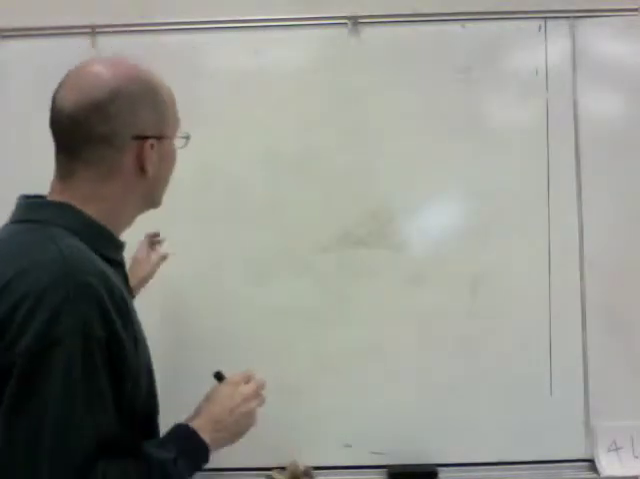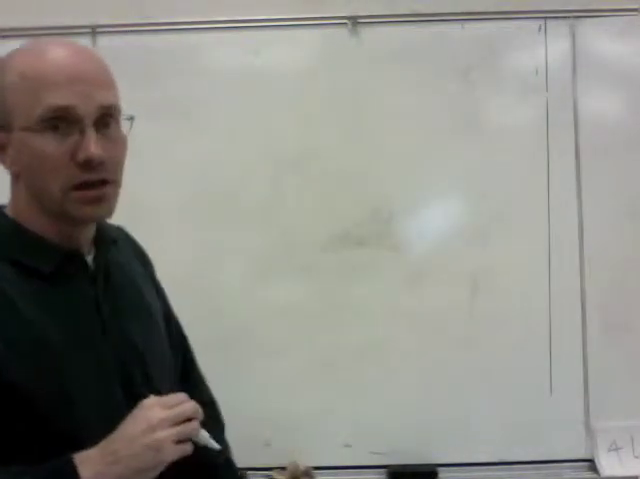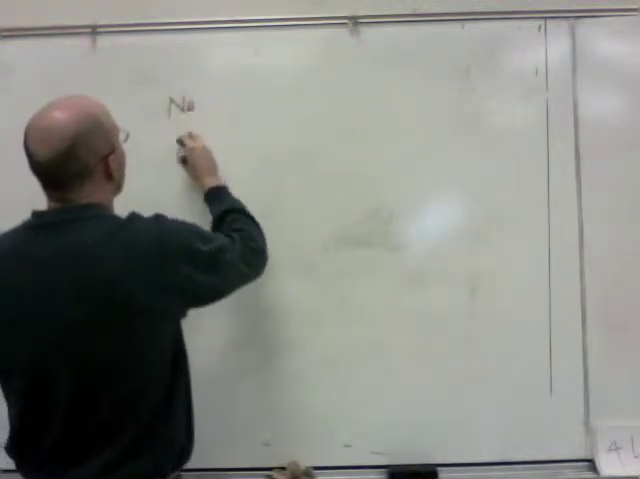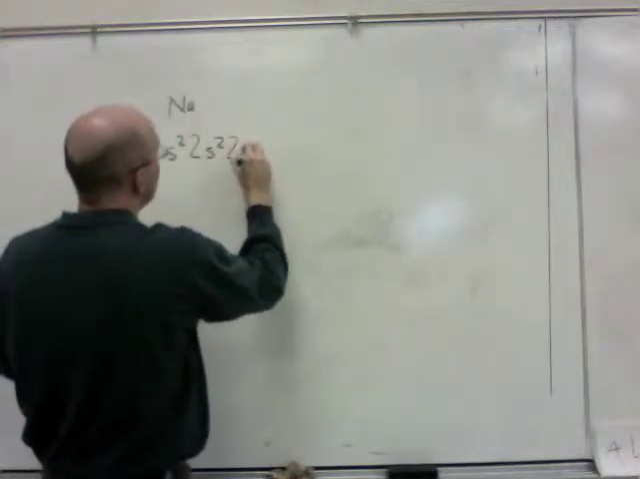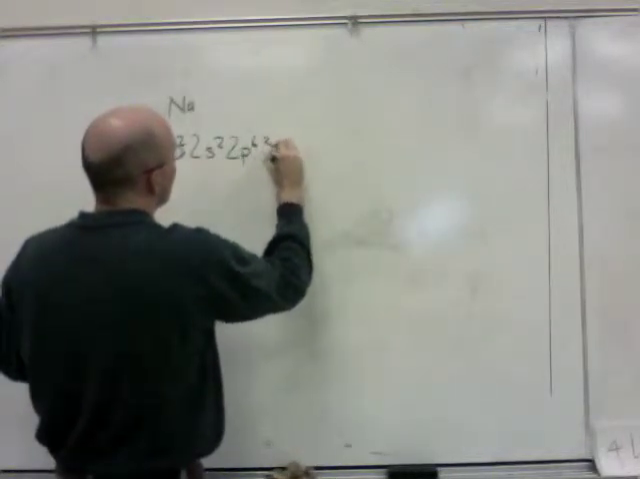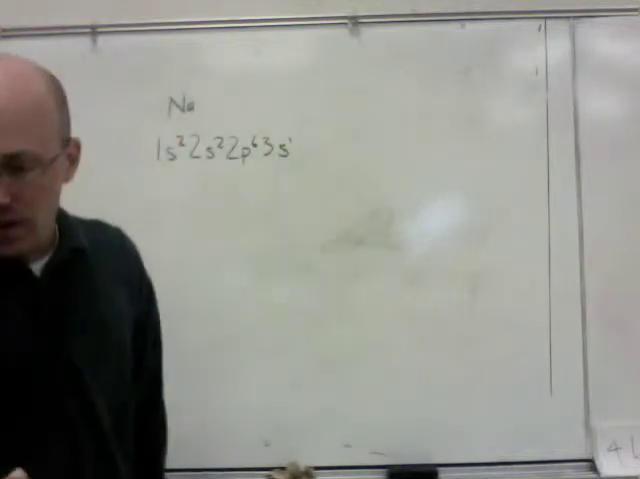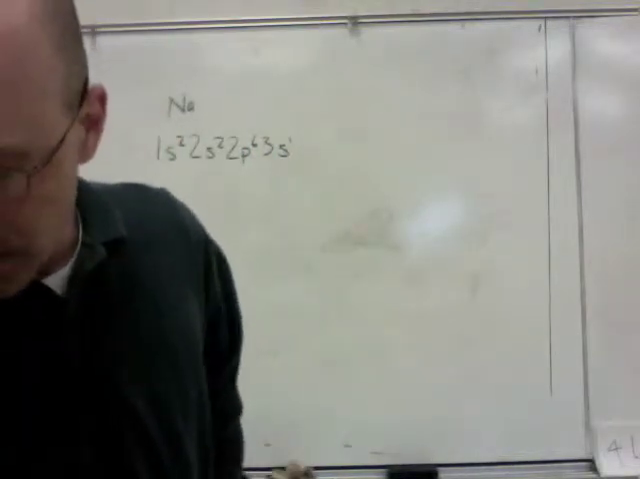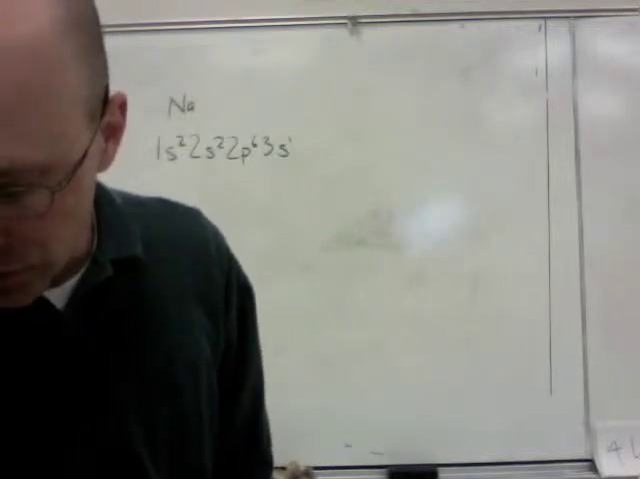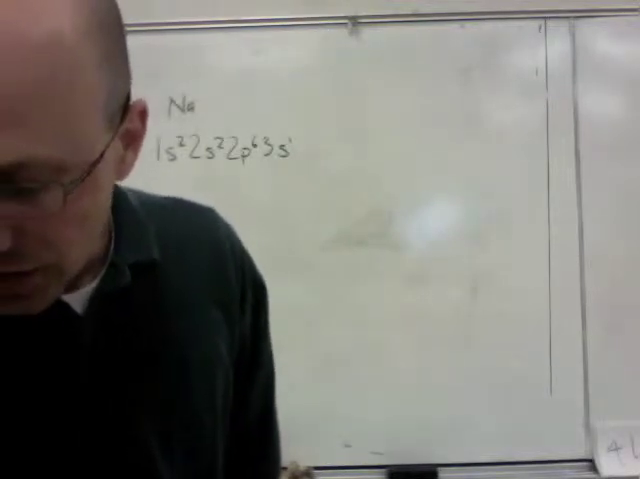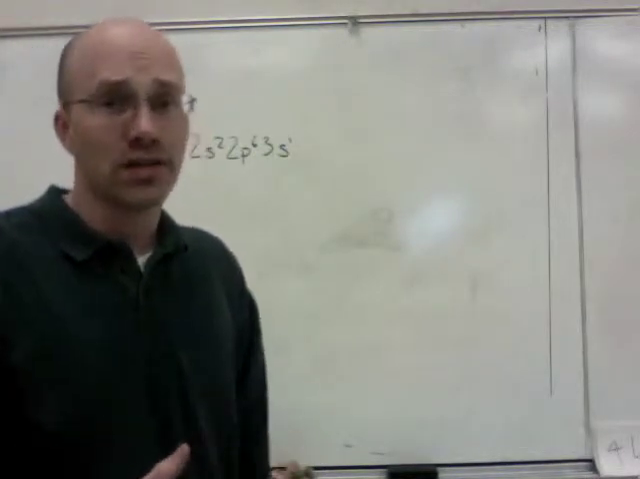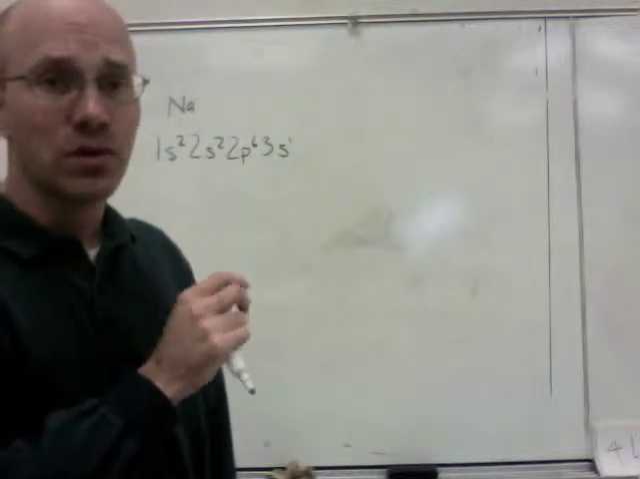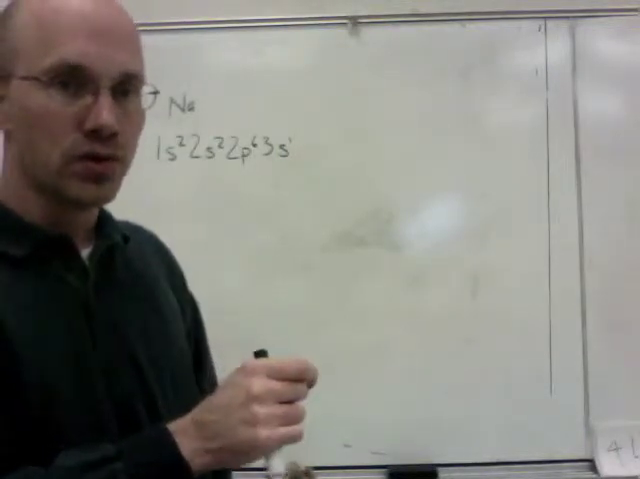So let's look at the electron configuration of sodium. Sodium's electron configuration is 1s2, 2s2, 2p6, 3s1. And what the octet rule said was that atoms react by gaining or losing electrons so as to acquire the stable electron structure of a noble gas. What it doesn't say, but I want to say, is that they react so as to acquire the electron configuration of the closest noble gas.